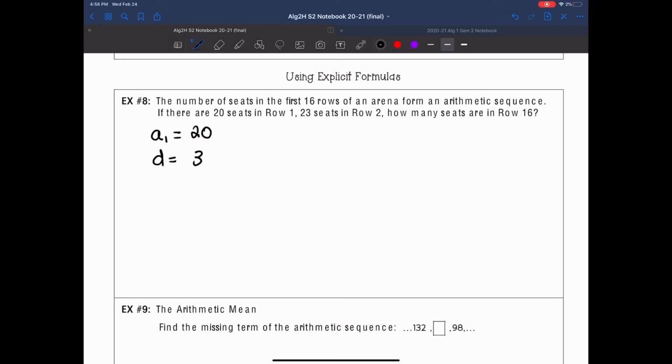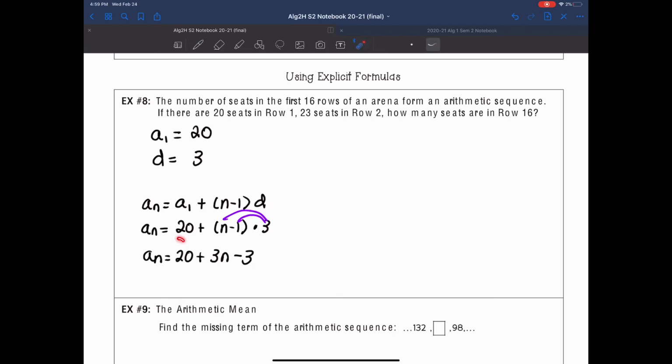We know that the formula for an arithmetic sequence is a sub n equals a sub 1 plus n minus 1 times the common difference d. So all I have to do is plug in a sub 1 and d. So I get a sub n is equal to 20 plus n minus 1 times the common difference, 3. So now, I'm just going to simplify. Distribute the 3 into both terms inside the parentheses. We have a sub n equals 20 plus 3n minus 3. Combine like terms, I have positive 20 and negative 3. I get a sub n equals 3n plus 17.